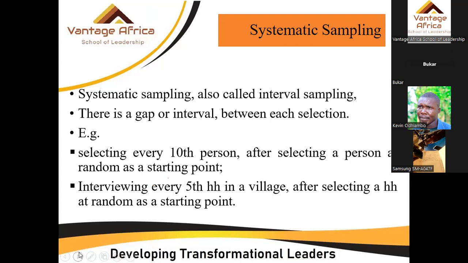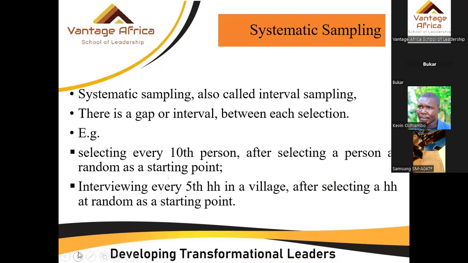After selecting the first person at random, so are we going to start at number one? Are we going to start at number two? Are we going to start at number three? That starting point is selected at random. Therefore, that makes this sampling probabilistic, okay? So that is systematic sampling. Ensure you understand that. You have intervals, but you pick the first person at random.